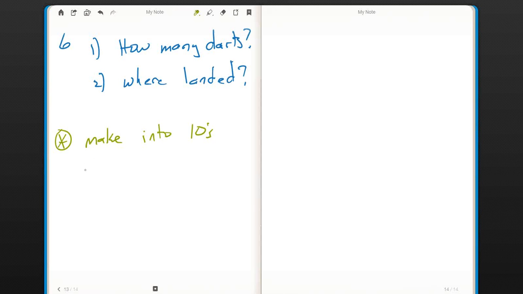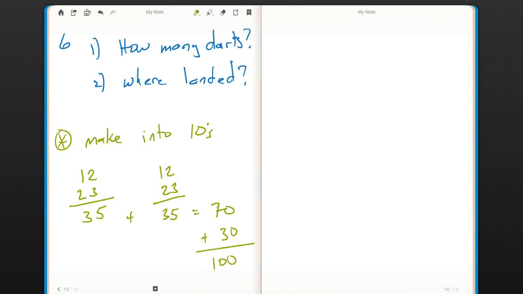And so when I look at it, I realized that a 12 and a 23-point dart will give me 35 points. And if I happen to be able to throw a 12 and a 23-point dart twice, then I would be up to a score of 70 points. And conveniently enough, there's a 30-point spot on the board, and that would give me 100 points. And I would have thrown 5 darts to get there. So how many darts? This answer would be 5.